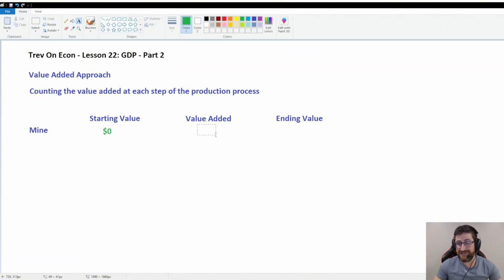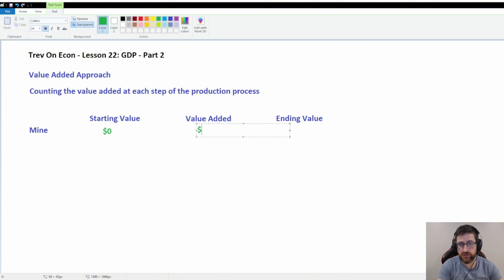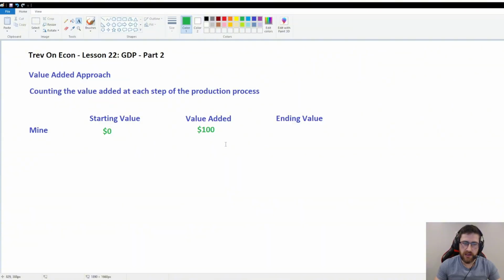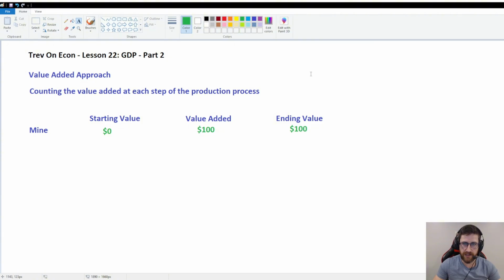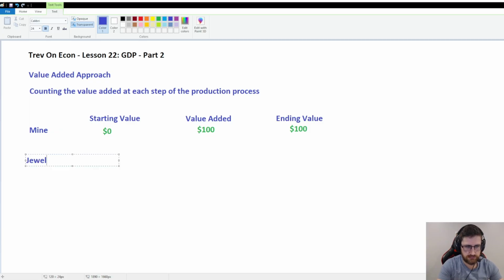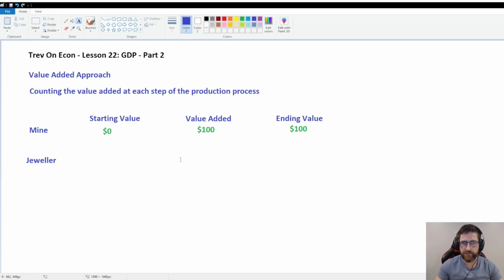But you're going to find a diamond, and we're going to find a $100 diamond worth $100. Obvious. But that is value we have added. So 0 plus 100 means we are going to sell that diamond for $100. Okay? Now that diamond has to go somewhere. So let's send it off to a jeweler.